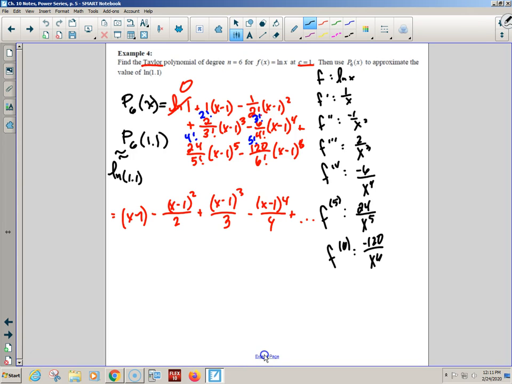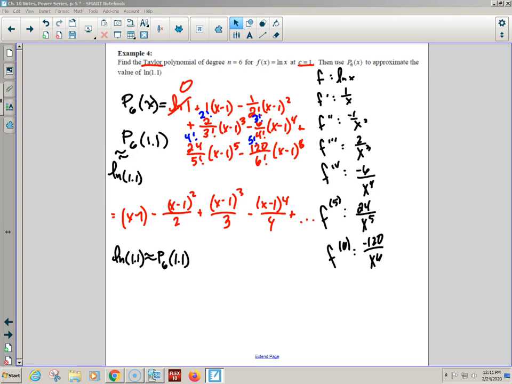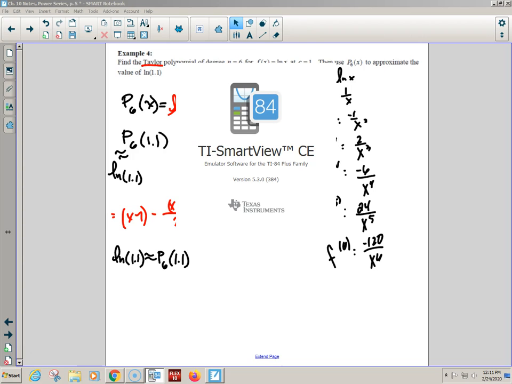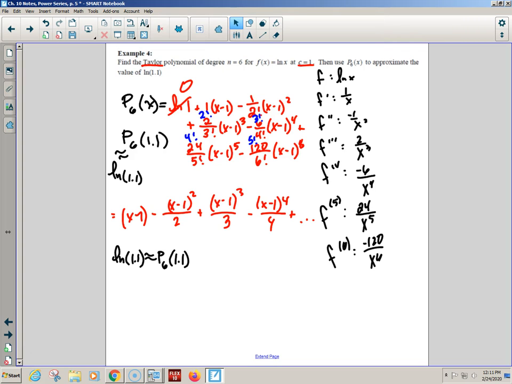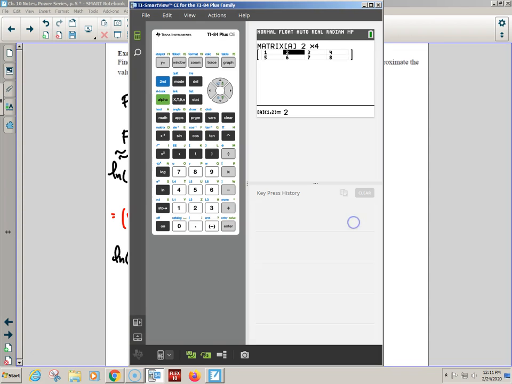We have to plug it in. So our P6 of 1.1, which is approximating our ln of 1.1. Wait a minute, can we use our calculators to help us out, maybe? I'm not saying the AP would always let us use our calculator to do this, but I am saying we can, just for sake of simplicity. If we were, is there a way to shortcut how we type this in? Yeah, I mean, we could put the function and then just use y1 of, which would be great if we were trying to approximate more and more and more. But if we're just doing one approximation, we might not need to write it all the way out.